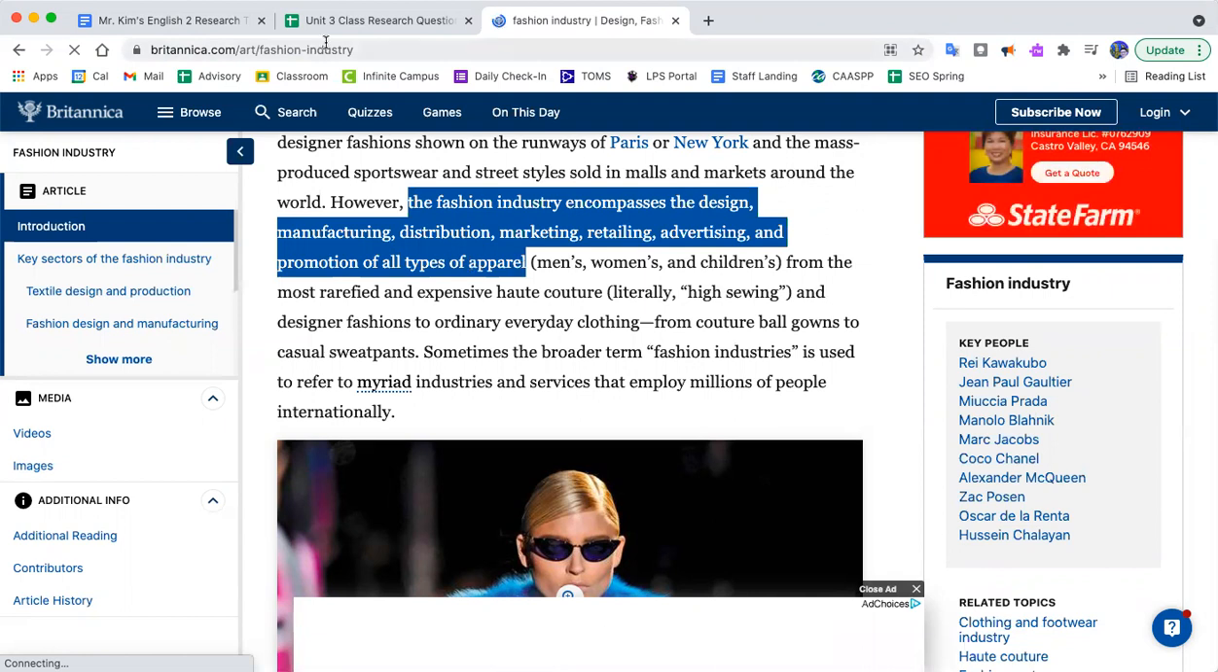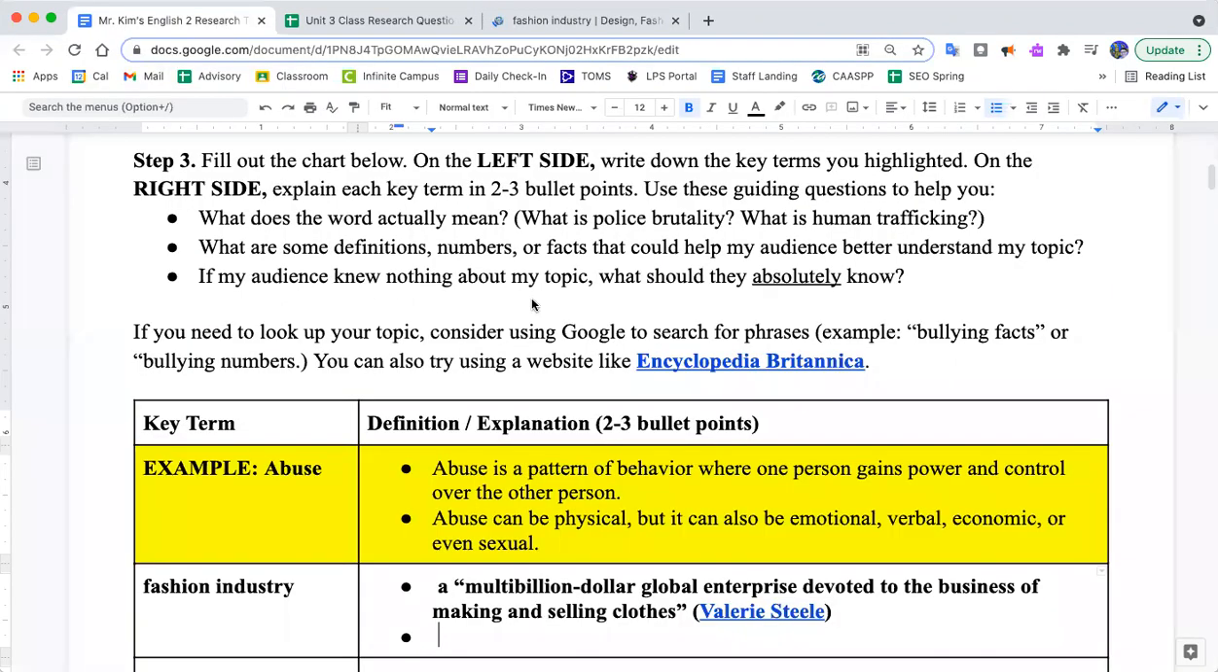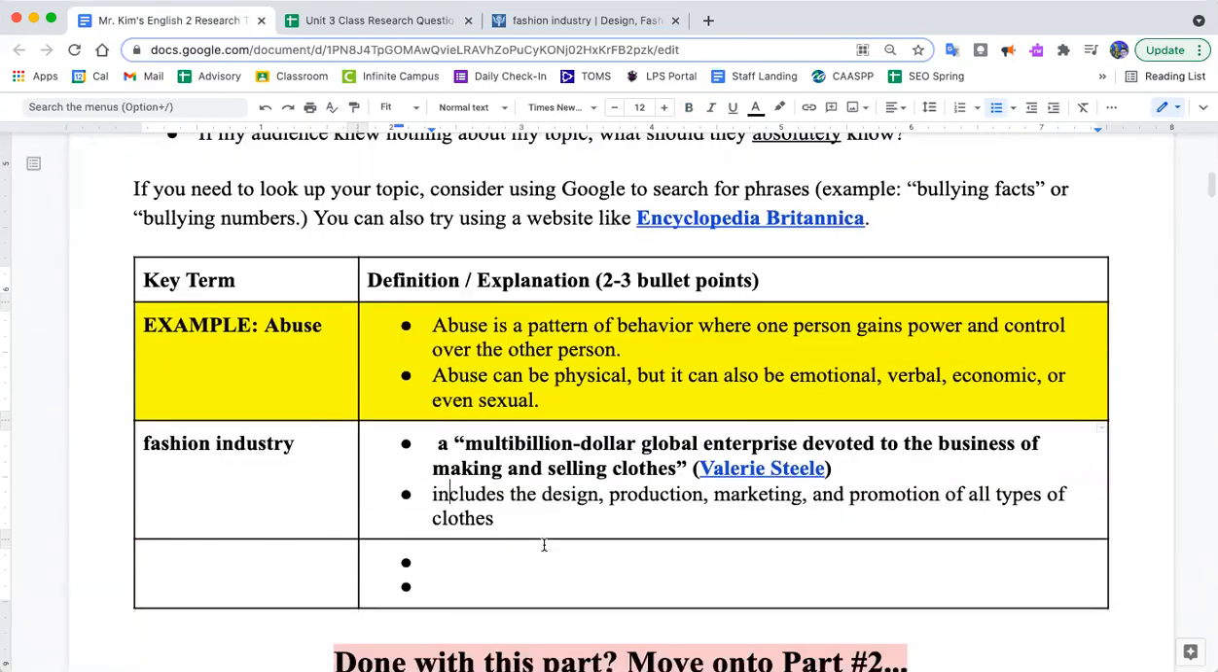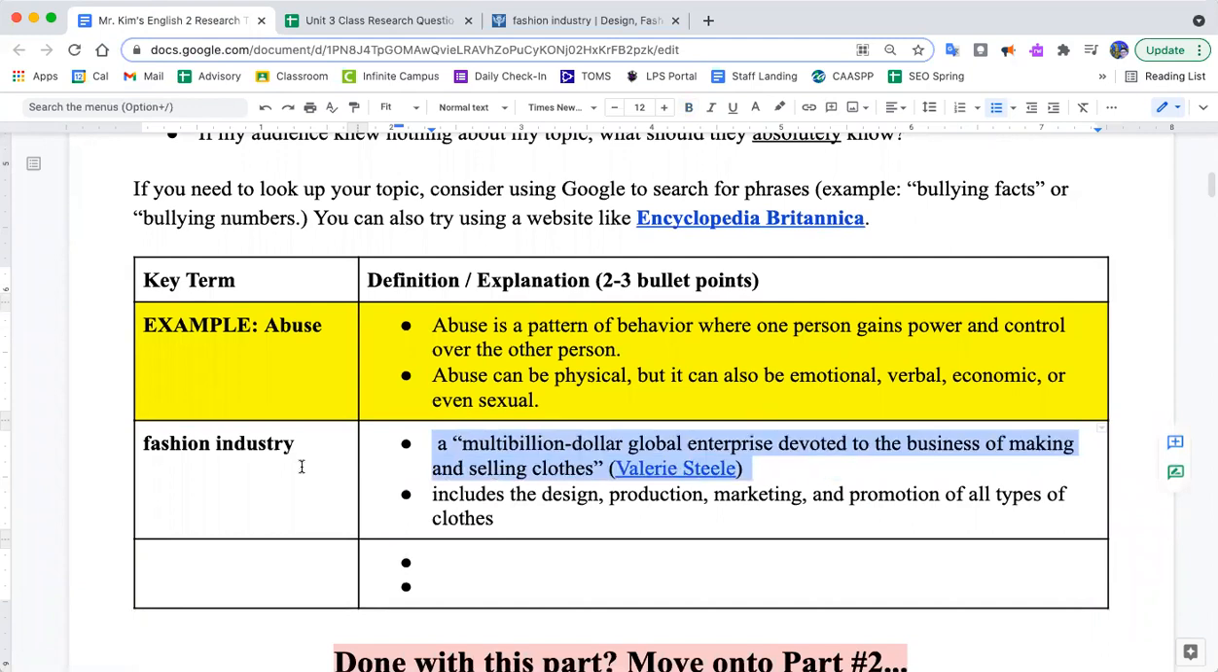So I'm going to actually put that into my own words. I would say this includes the designing, production, marketing, and promotion of all types of clothes. That might be a more simply worded definition. And now I have my key term, and I have a little bit of an explanation of what that term actually means.